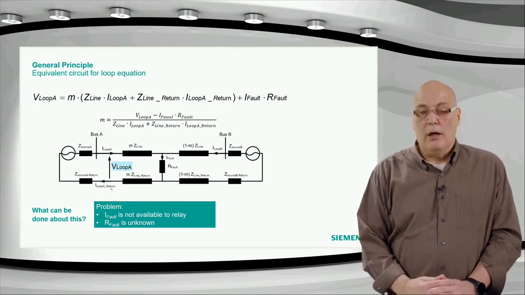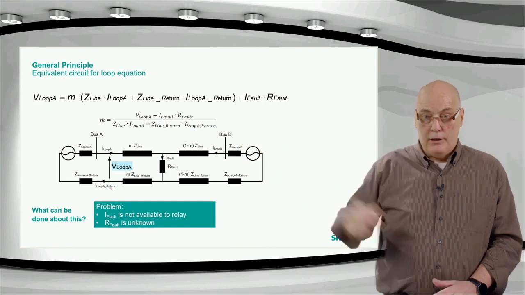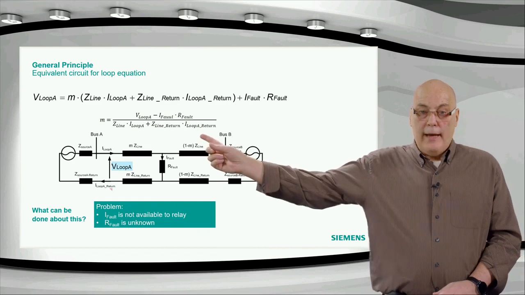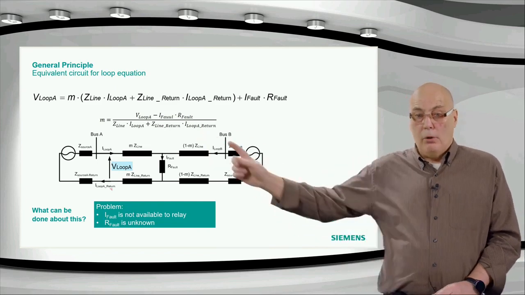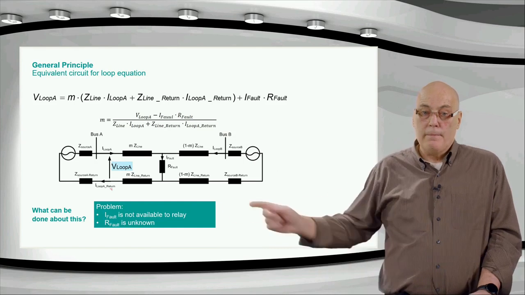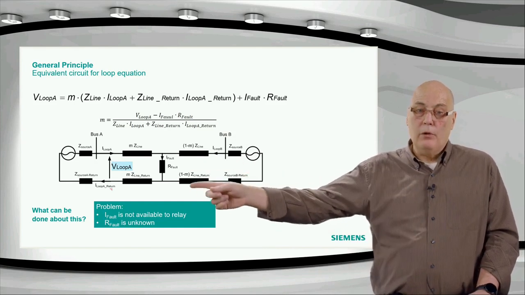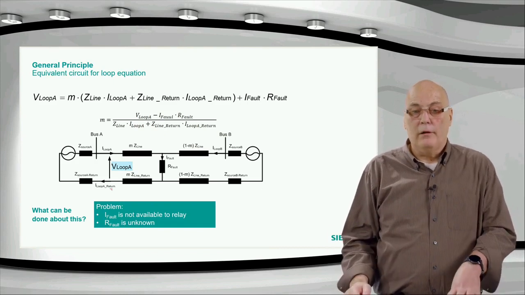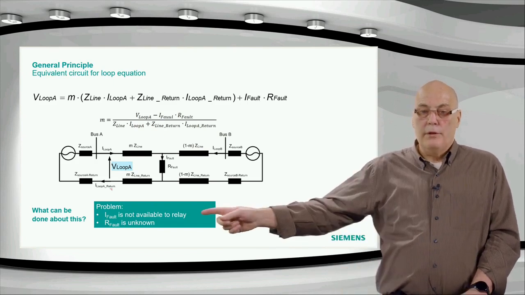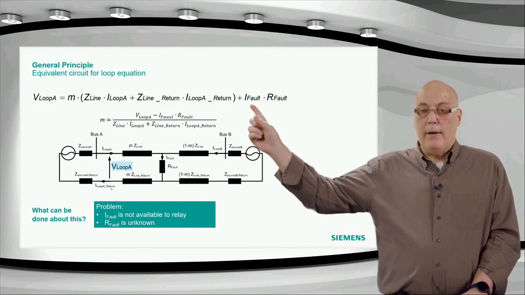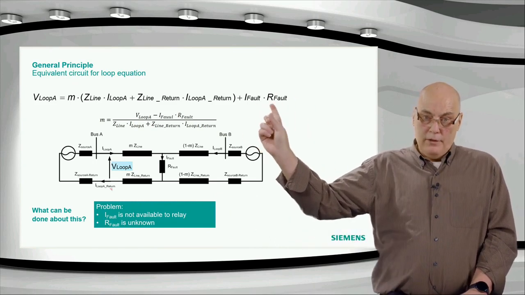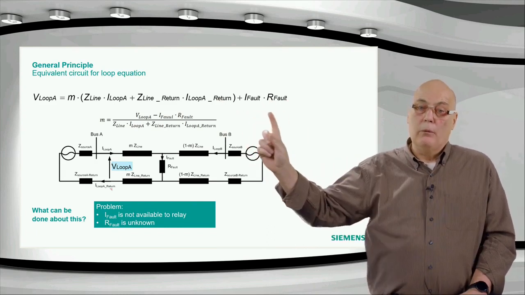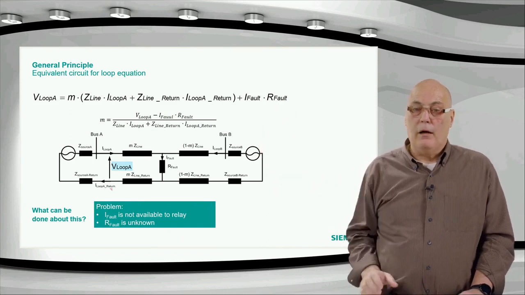this requirement, you can see I've rewritten the generalized loop equation at the top here. And you can see that we want to extract M to localize the fault, but there is a problem here. The fault current, which is flowing in the resistance, we don't know. The relay only has available the I loop A current. It does not know the current in the fault. So one needs to deal with this. So somehow this factor at the back here, I fault times R fault, if these are unknowns, they are inside the loop, but we don't know I fault. We don't obviously know R fault. And how would we deal with this?